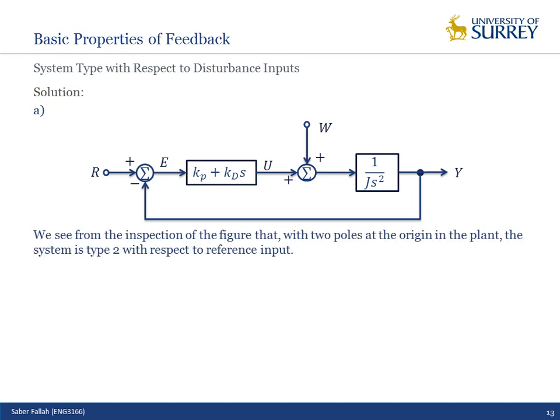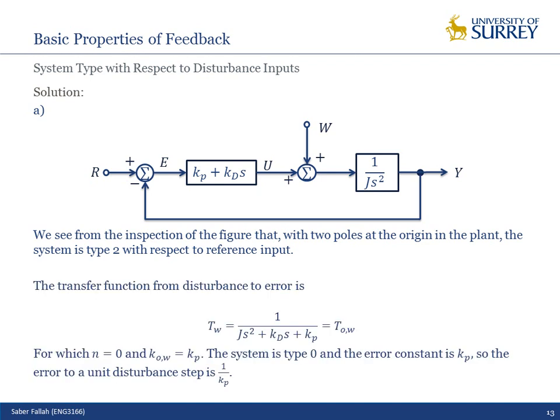So, as you see, type is 2 with respect to reference input. But we are looking for the output to the disturbance as well. We always want to have the steady state error 0 with respect to disturbance, because disturbance is an unwanted signal and we need to reject it as much as possible. So it shouldn't affect in any way the steady state response of the system.